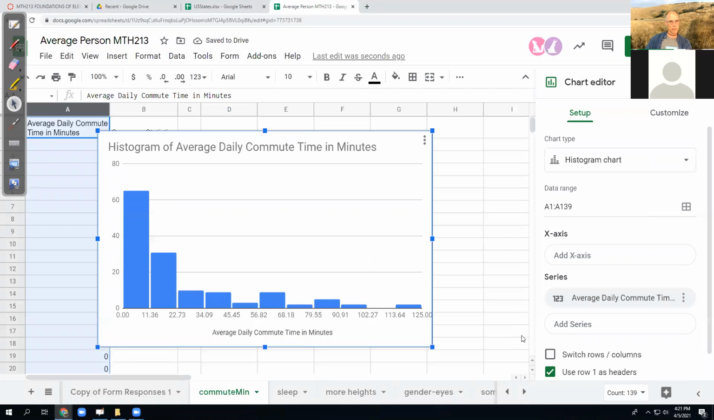Okay, so this is a little bit better. Notice that this has a big tail out to the right. Most people don't travel far, right? Generally, we live near where we work or where we go to school.